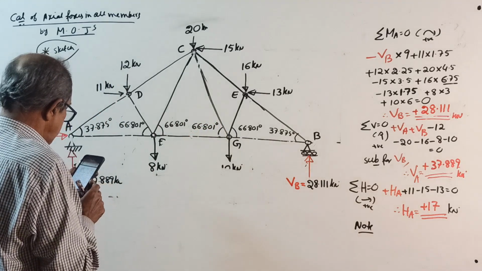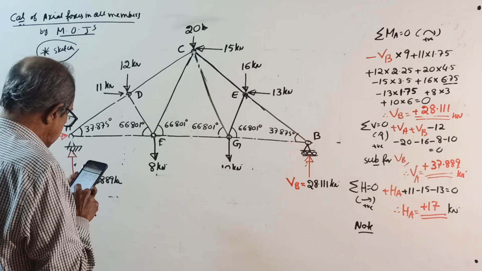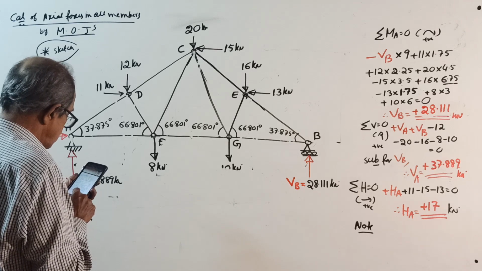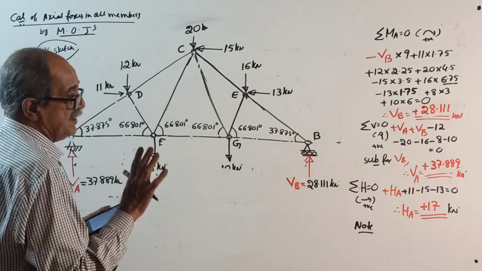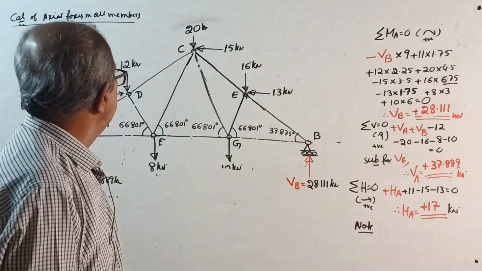Okay, correct answer. Theta 2, 66.801. 37 point. If I make a mistake here, answer will not tally. 37.875. Okay. Now, this is ready for method of joint.